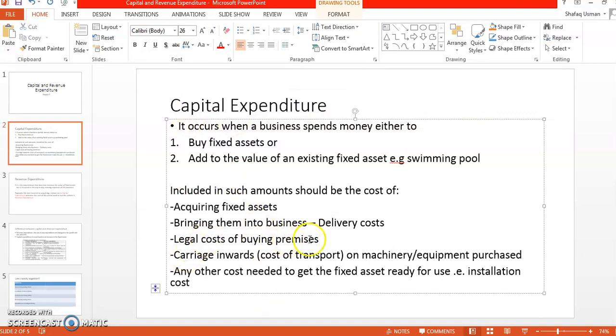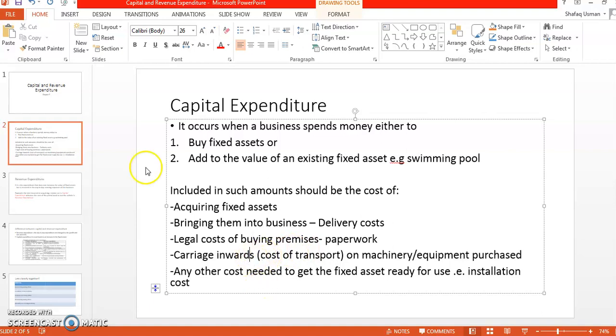Third, legal costs of buying premises. So boys and girls, when we buy new premises, we have to get done with the paperwork. Paperwork means, you go to the registrar, you go to the municipality offices. There's a lot of paperwork that needs to be completed once you buy a premises or a building. So those legal costs will be included in the capital expenditure. So your building not only includes the cost of acquiring the building, it also includes the cost of bringing things into the building and the legal costs of buying premises.